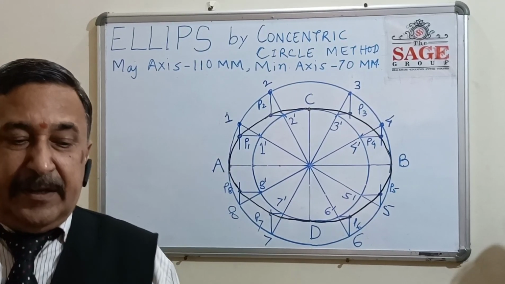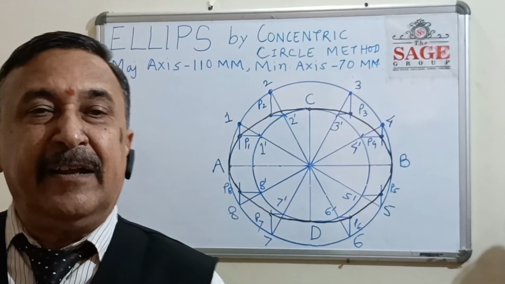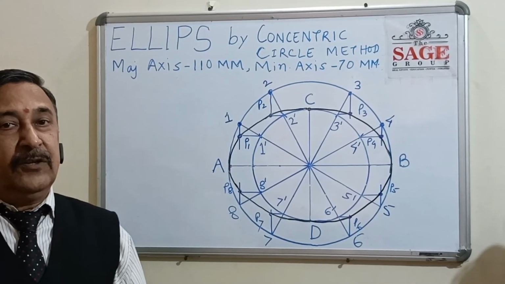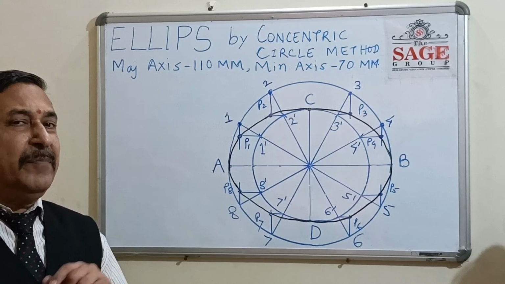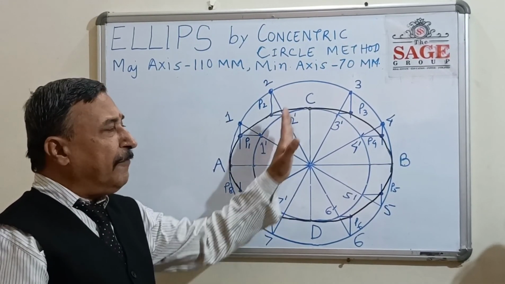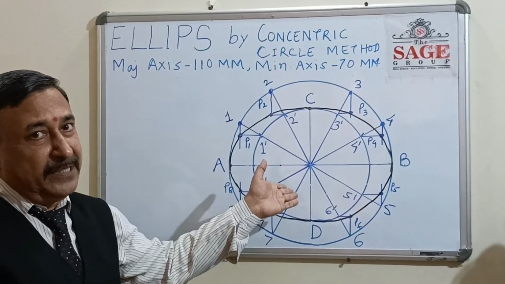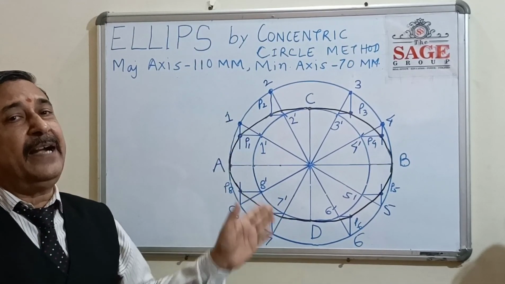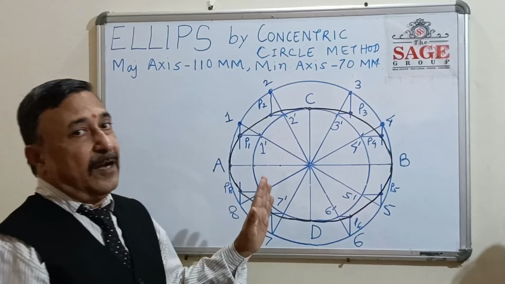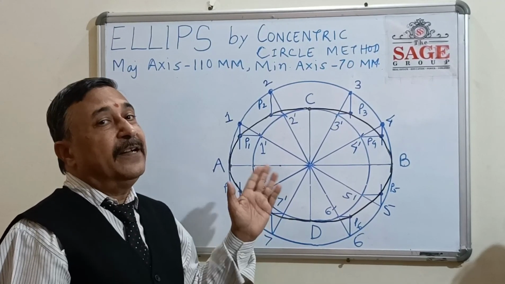Okay, now we have already seen the rectangle method and we already know the concentric circle method. So generally one problem comes in the exam: draw a half ellipse by the concentric circle method and a half ellipse by the rectangle method. So can you draw? Just try, or we will see it next class.